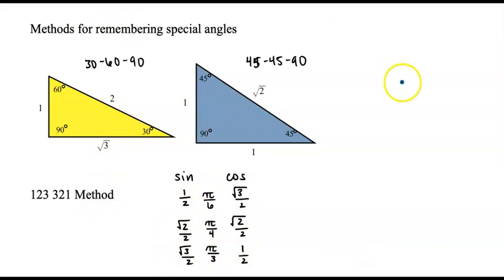So say I want to find the cosine of pi over 6, which I know is 30 degrees. Well, I'm going to first look at this special triangle. The cosine of pi over 6 means that this is my reference angle, 30 degrees. And I know cosine is going to be the adjacent over the hypotenuse. So that's equal to the adjacent over the hypotenuse, which is root 3 over 2.